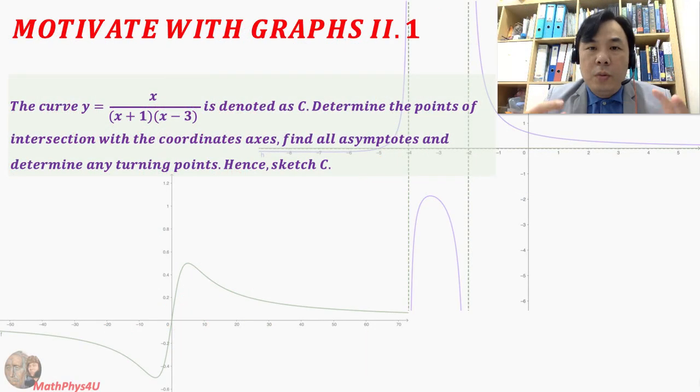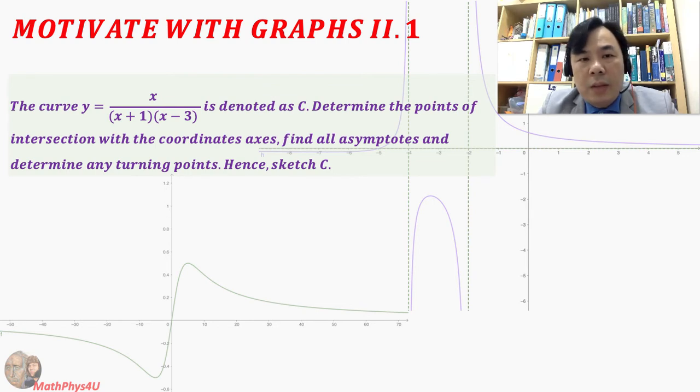Just to give you more practice on this form of rational functions, I have selected one more example of a function that looks quite close to the antibiotic concentration example. Here you are given the curve y equals x over (x + 1)(x - 3). It also fulfills the main requirement: the degree of the numerator is one smaller than the degree of the denominator.